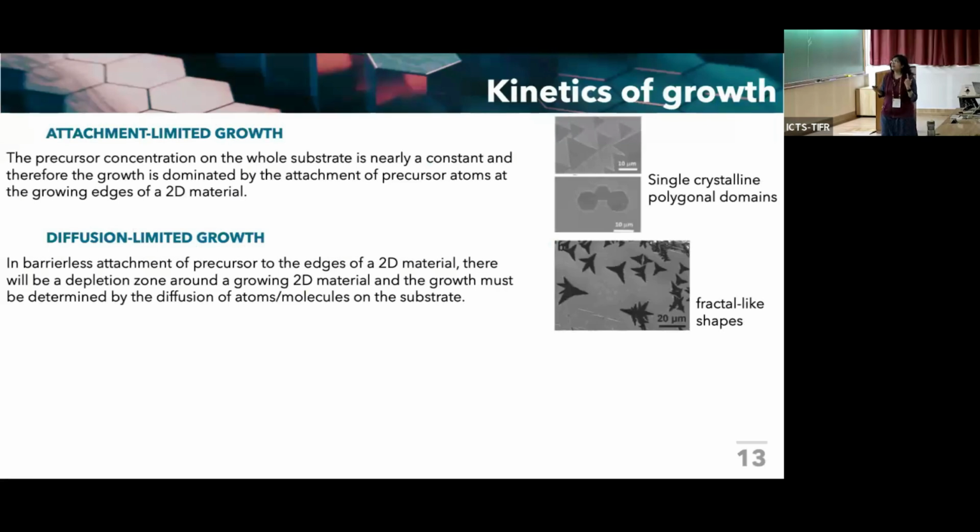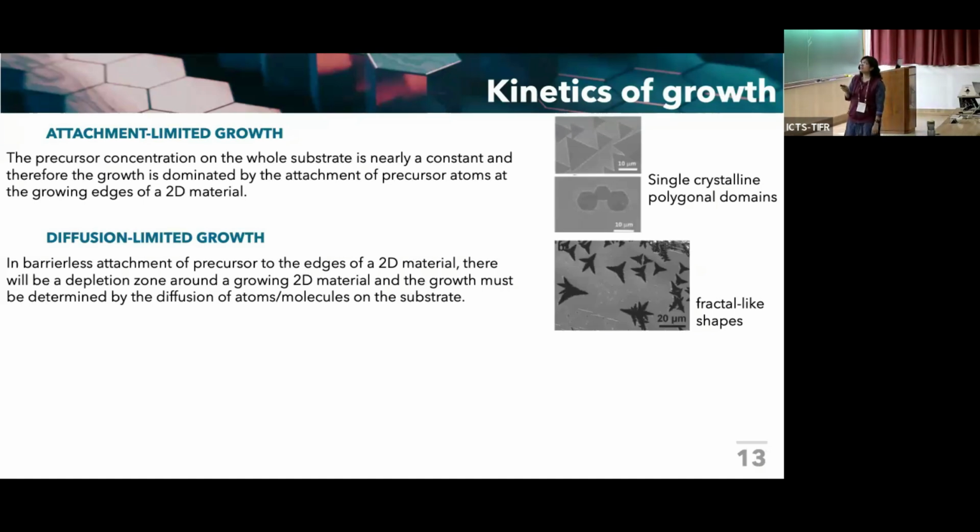Now, you can again divide the kinetics of the growth into two types. One is the attachment limited growth and the other is the diffusion limited growth. These kinds of figures you might be familiar with if you have been doing CVD of 2D materials. In some cases you might have seen very nice polygonal shapes, whereas in some cases you see these kinds of fractal shapes. So why do you get these different morphologies for the crystals? For that, we have to understand the two types of growth mechanism.